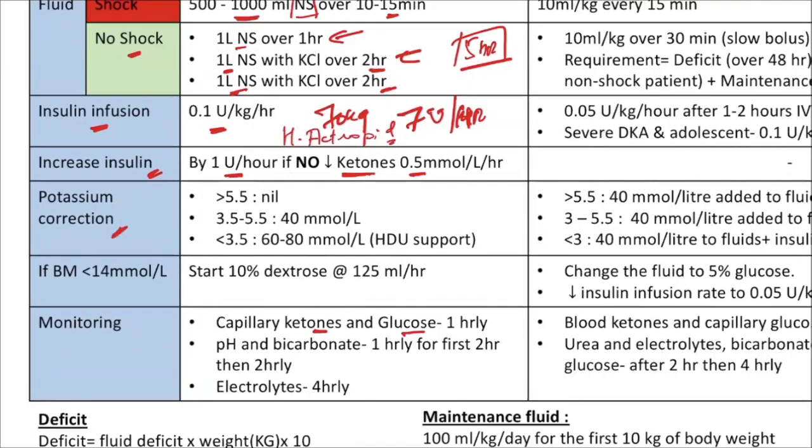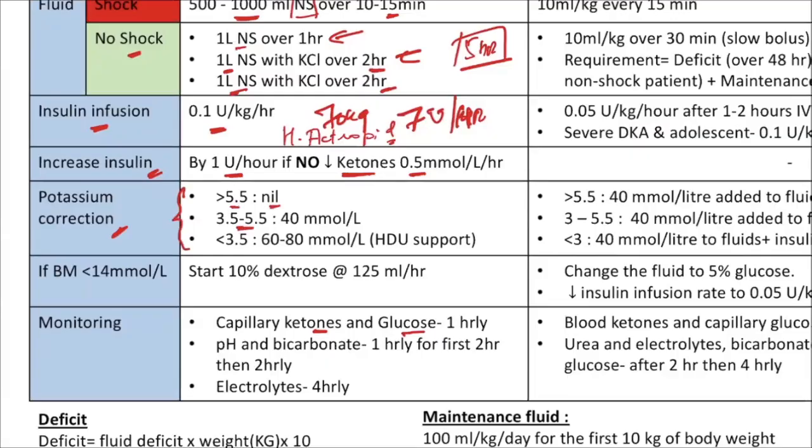Potassium values are very important. Usually you need to have a potassium value before you start an insulin infusion. That is what the advice is. So once you have the potassium values, you look at them. If it is more than the normal range, that is more than 5.5, nothing needs to be done.